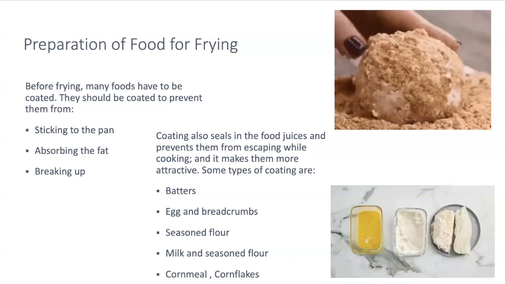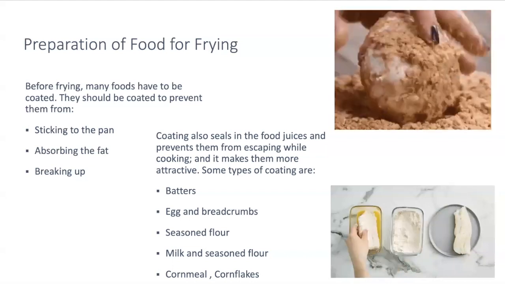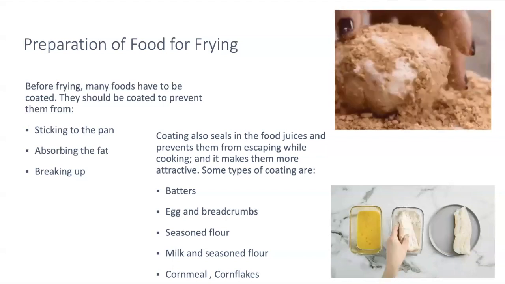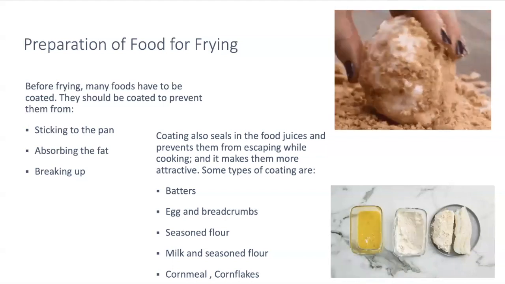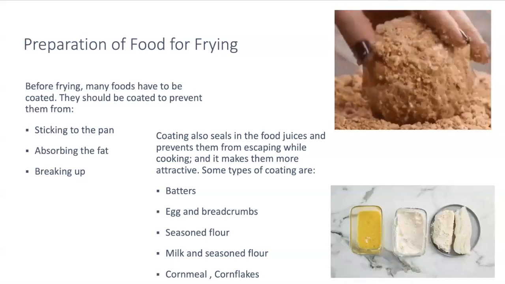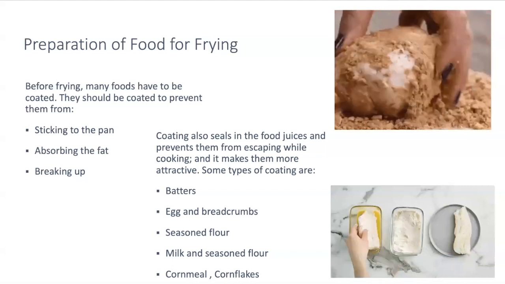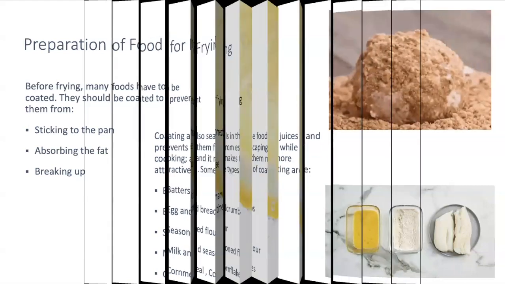You can also use cornmeal as a coating method. And of course, one of my favorites, corn flakes. All right, so you can use the red and white cornflakes and you crush them using the rolling pin, you crush it, and then you can coat with that.